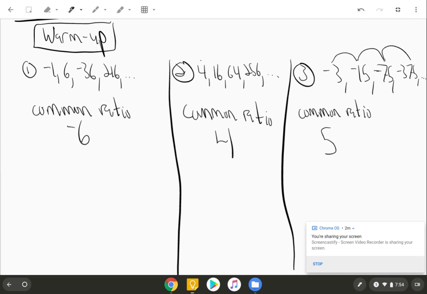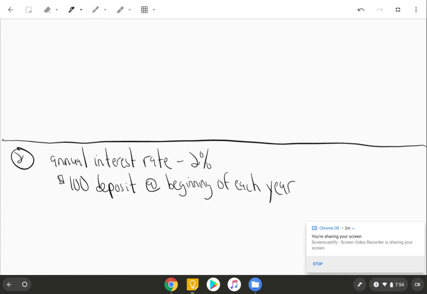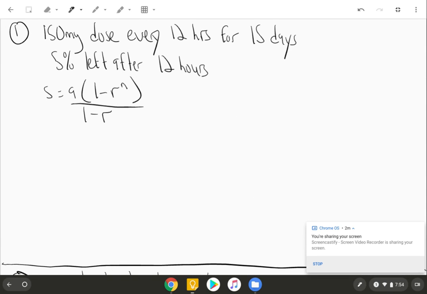So let's look at number 1 over here. We are taking a 150 milligram dose every 12 hours for 15 days, and we know that there's 5% of that medicine left in the body after 12 hours. So here's our formula. Now, whenever I use a formula, whether I know the formula or not, I always like to identify what my variables are so I know what numbers to plug in for the different variables.